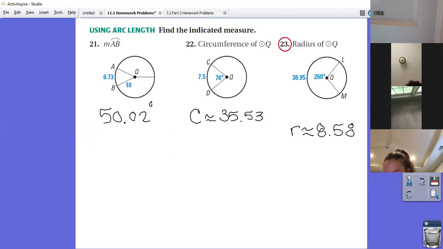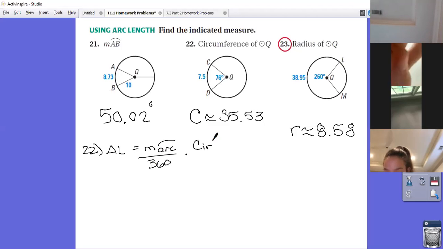Okay, so let's do 22. 22 is asking you for the circumference. So you can really use either one of the formulas. Basically what I did is I used arc length is equal to the measure of the arc, whatever the arc's name is, divided by 360 times, and because it's asking me for circumference, I don't have to put the formula. I can just write circumference, or you can put an X there if you want.